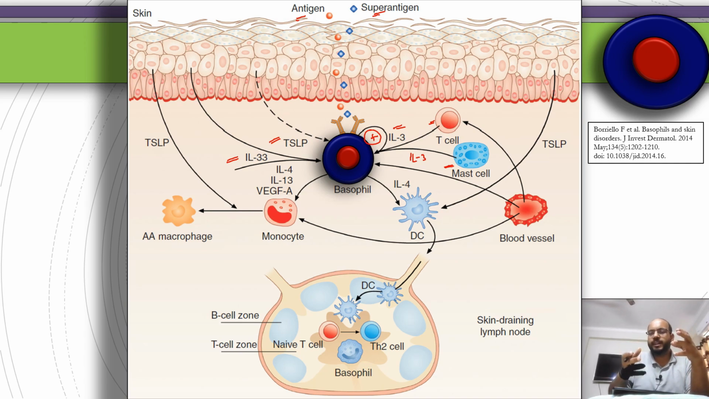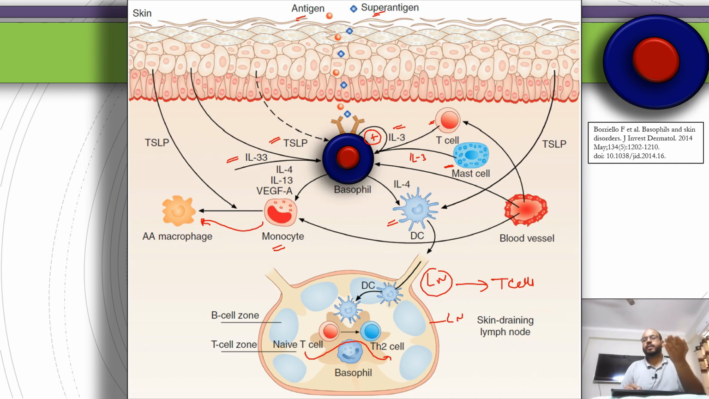Now, when the basophil is stimulated, it will further stimulate other immune cells like monocytes and dendritic cells. Okay. Now, what exactly happens is the monocyte will transform itself into macrophages. That's what monocyte does. The dendritic cells will go to the lymph node to stimulate other T cells. So dendritic cells have gone to the skin-draining lymph node and will stimulate naive T cells to form Th2 cells. And that is where basophils are also active. Am I clear about it?